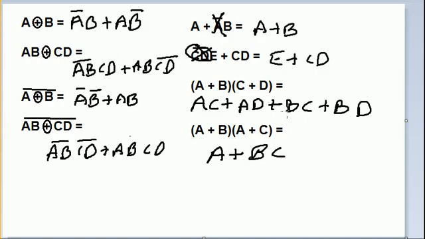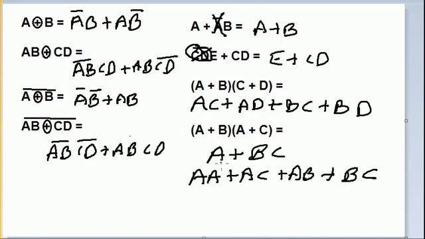Now what if you went ahead and decided to FOIL it out? Well, that's fine. So you would end up with A and A, A and C, A and B, B and C. Now the two A's will melt together, leaving just A, and now you can see that you have absorption, because if you remember the absorption rule, when you see a small term inside of a larger term connected by OR, those just disappear. So you end up with A or B, C.